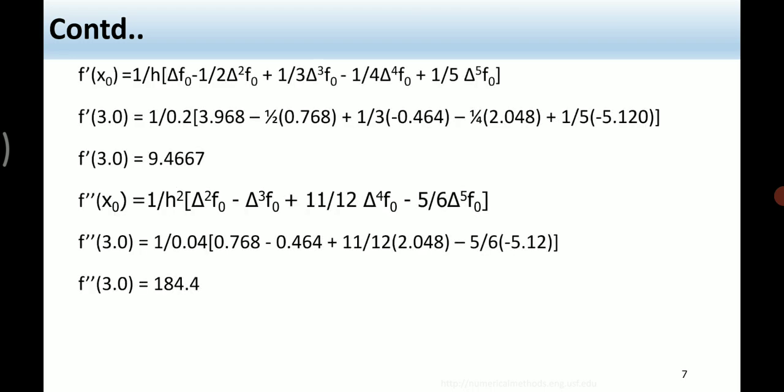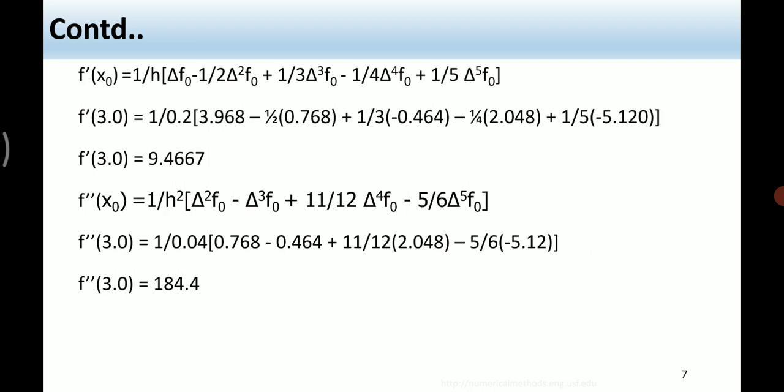Then we have to use the formula. So in the formula we have to substitute the values. So we have the formula f dash of x0 is equal to 1 by h into delta f0 minus 1 by 2 into delta square f0 plus 1 by 3 into delta cube f0 minus 1 by 4 into delta to the power 4 f0 plus 1 by 5 into delta to the power 5 f0. So here they have asked for the value, that is 3.0.